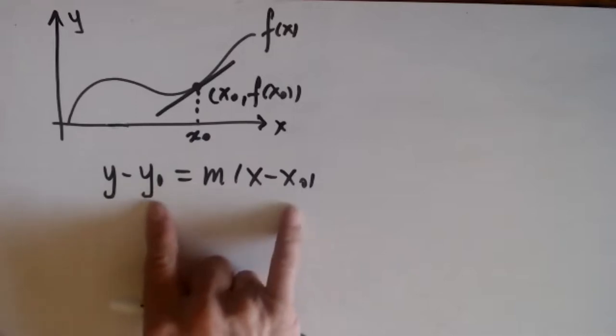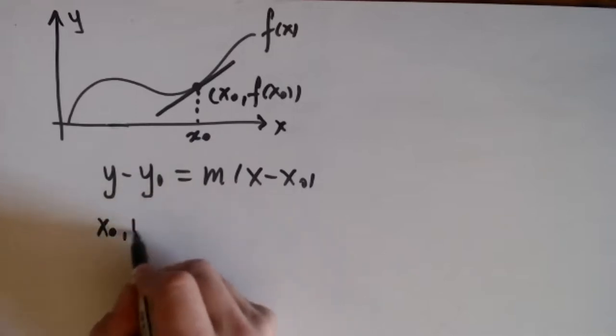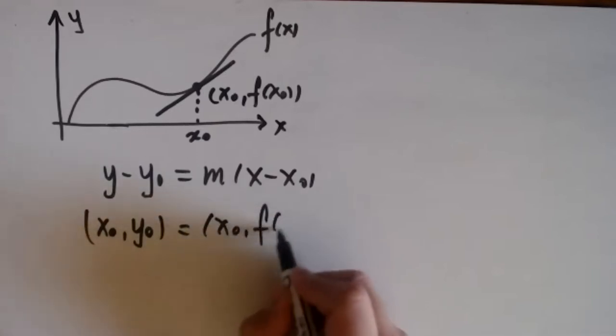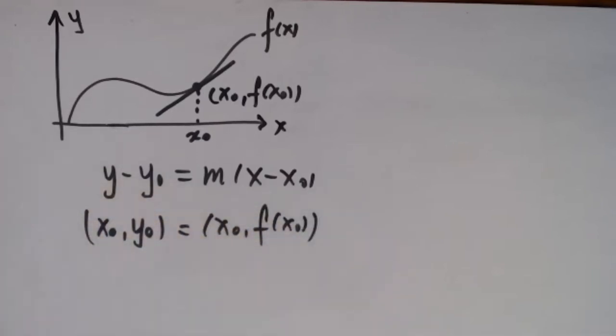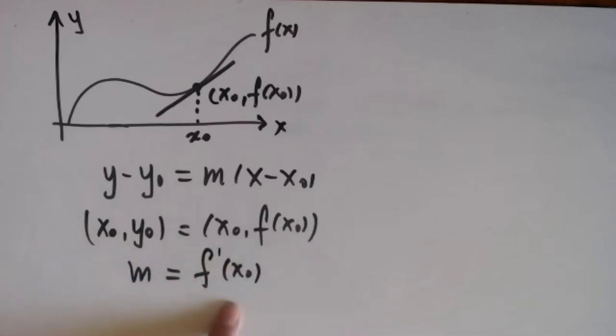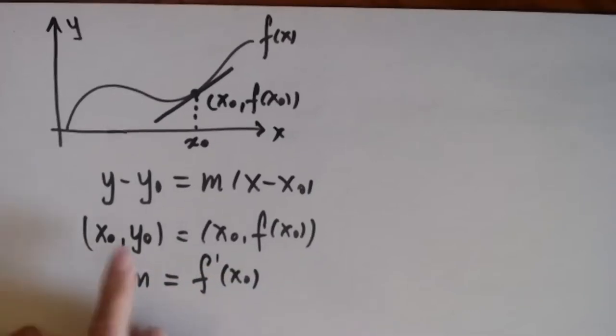The point is right here: (x0, y0) is (x0, f(x0)). So this is the point. And the slope of the line is the derivative, f prime at x0. So this is the way you solve this problem.